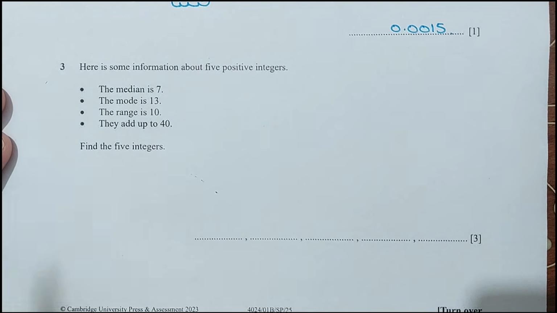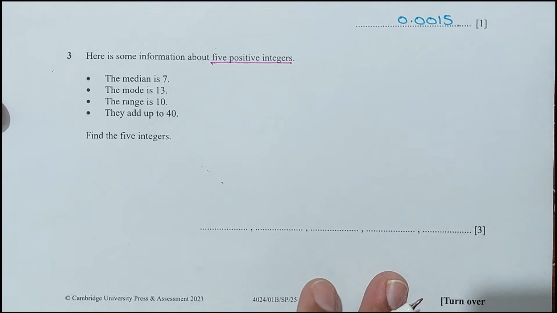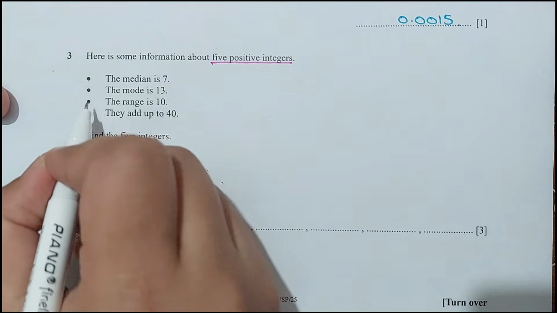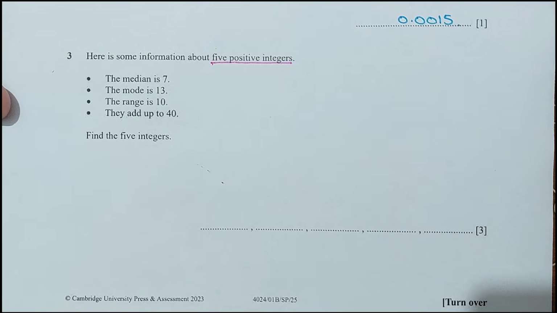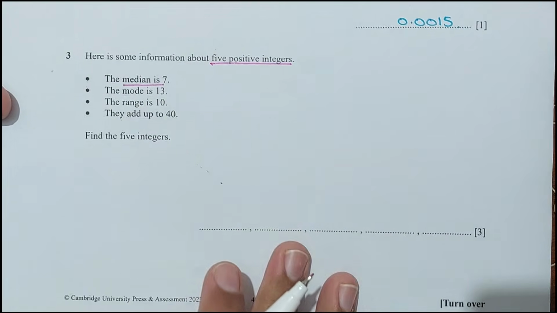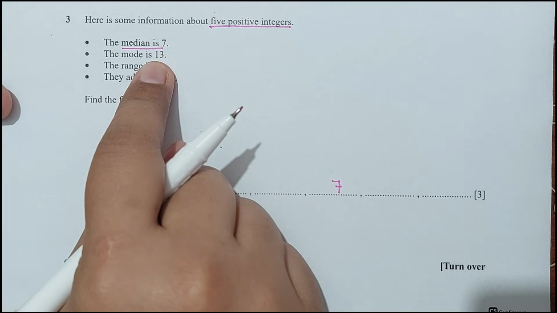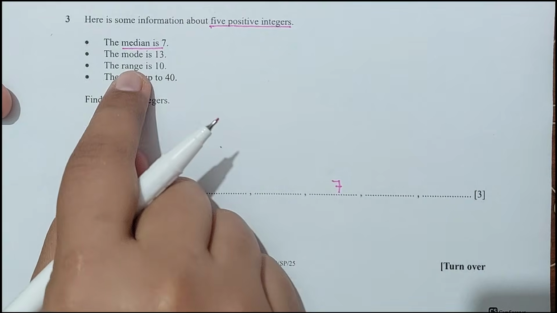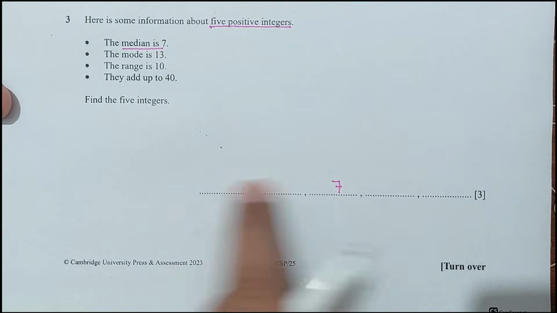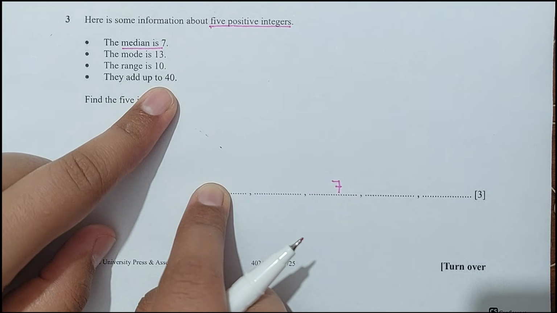Question number 3. Here is some information about 5 positive integers. They are positive integers, keep this in mind. The median is 7, the mode is 13, the range is 10, and they add up to 40. Find the 5 integers. The median is the middle number, so the middle number is 7. The mode is the most repeated number, so it is 13. The range is the difference between the highest and the lowest, which equals 10. When we add them up, this equals 40.